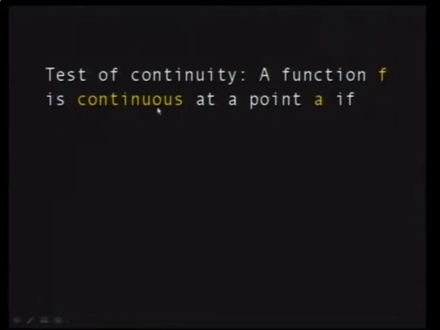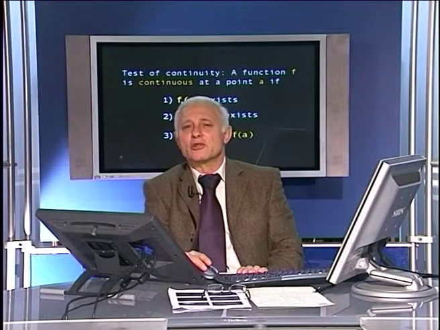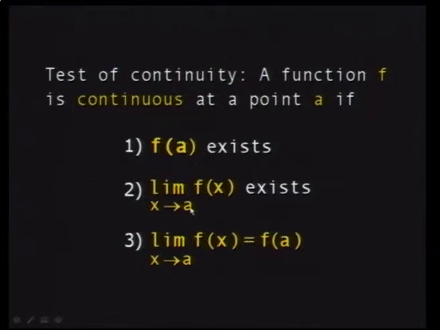A function f is continuous at a point a if 3 conditions are satisfied. First of all, the function has a value at the point a, at which you seek to determine whether it's continuous or not. So if f of a exists, then you move forward to the limit of f of x. If it exists, then you move forward to check whether the limit of f of x is equal to f of a. In other words, you do the 3 steps altogether.